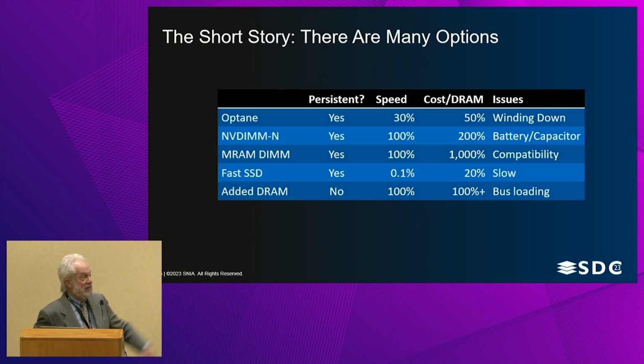Just bringing us back, this is the exact same table that I showed you before. So we've got Optane winding down, but, by golly, it's still there. You've got NVDIMM if you want to pay for it. MRAM DIMM, once again, if you want to pay for it, and also if you can work with the DDR3 interface and your processor can handle no refreshes. Fast SSDs, there are pluses and minuses to that, and then added DRAM.